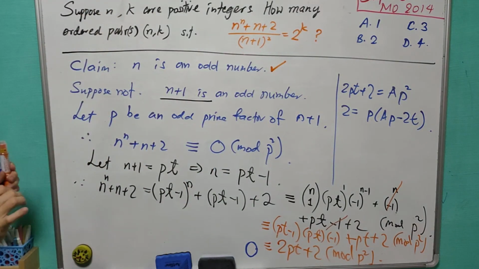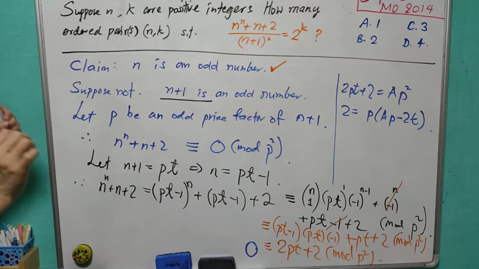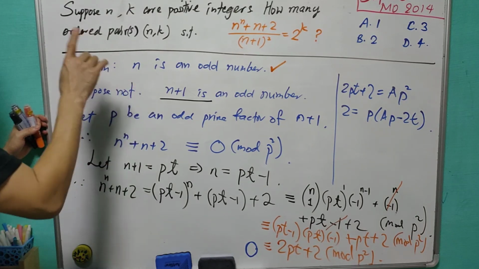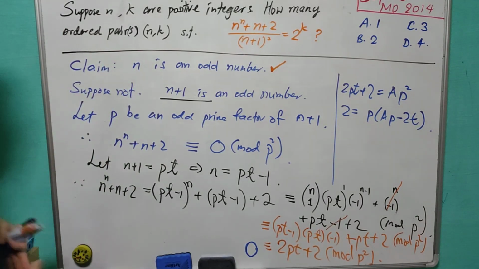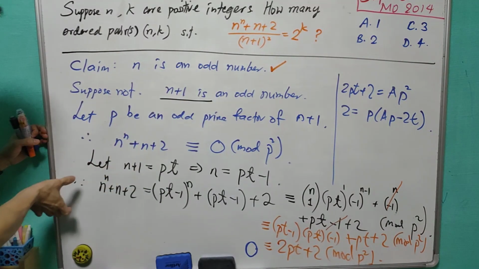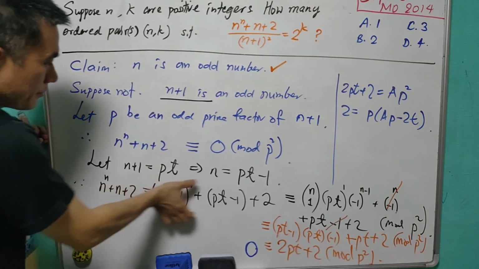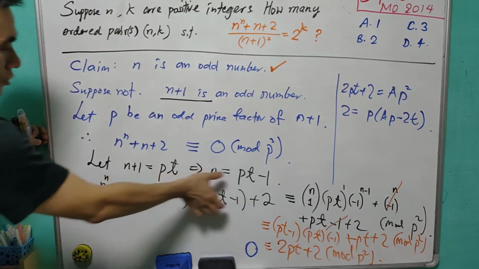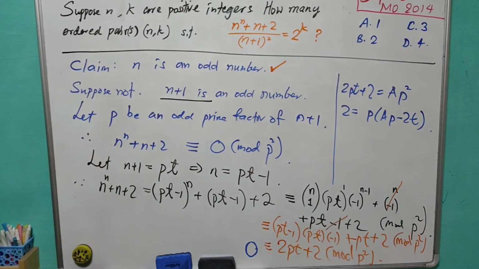So this is the first step, and what we have so far is that n has to be an odd number. There are many ways to show that n is an odd number, but I'm going to use a similar idea, that is the binomial theorem, for the next argument.